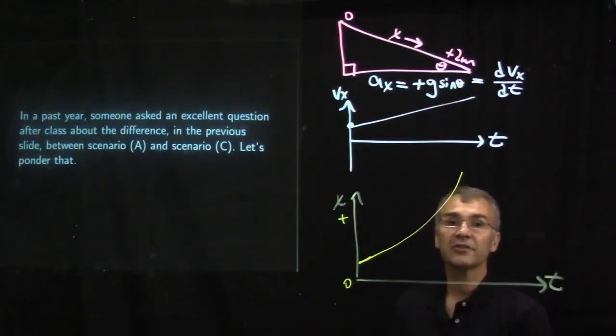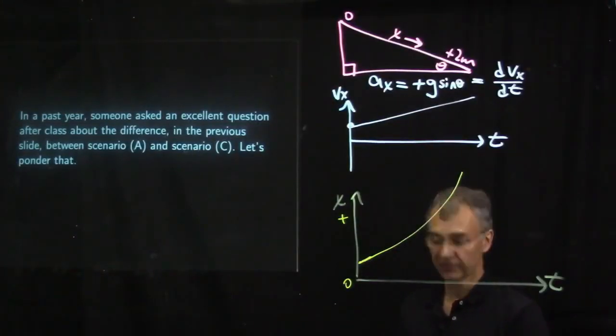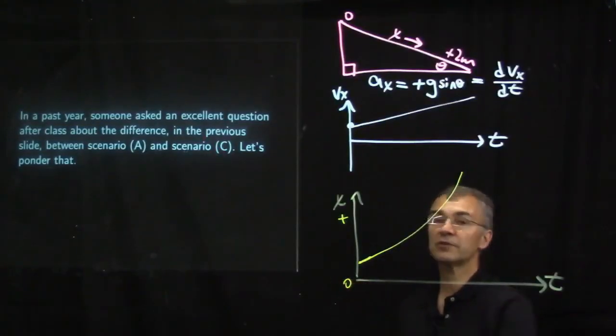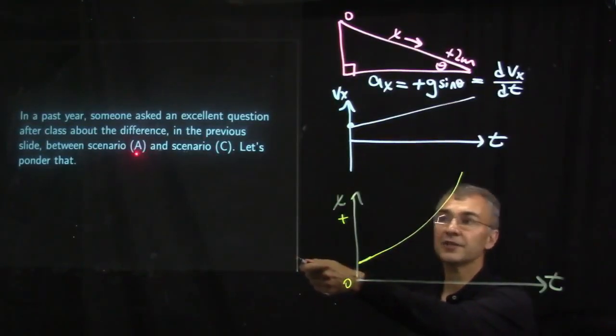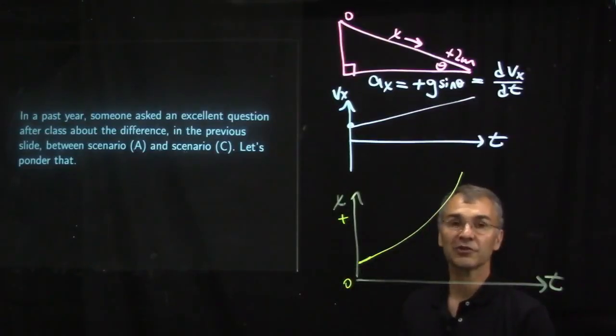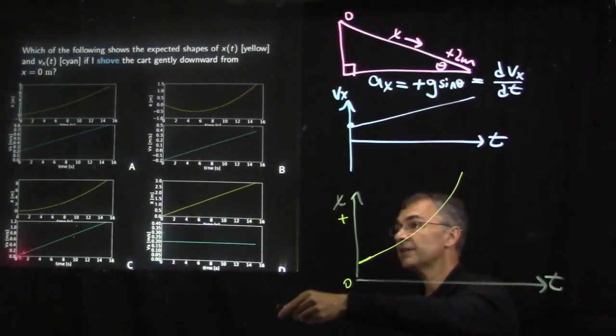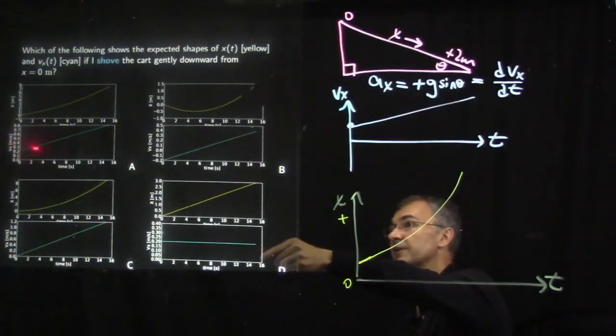By the way, in class a couple years ago, somebody asked an excellent question after class about the difference in that previous slide between scenario A, alpha, and scenario C, Charlie. Let's look more closely at the difference between A and C. In C, the velocity starts out at 0 and increases. Here, the velocity starts out positive and increases.